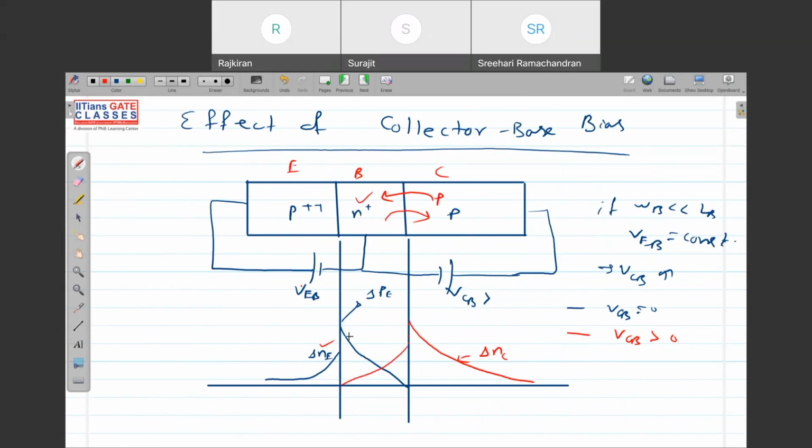Now if you want to plot the net, the net will be case 1 plus case 2. If I say this is the injection of electrons, and 2 is the injection of holes from collector to base, now if I want the net concentration, what will happen? Net will be 1 plus 2, right? So it will be like this. If you add this plus this, it will go on increasing like this, and here it will be like this. So this is the condition 2.